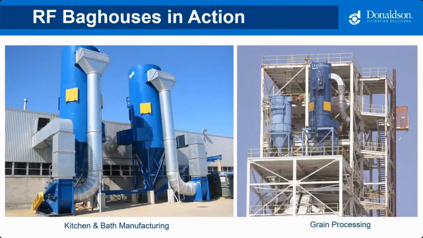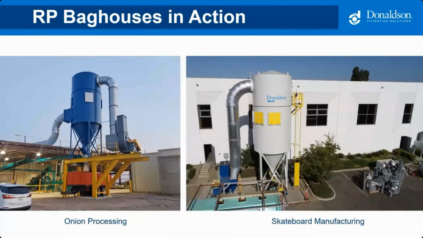For those of you new to dust collection, we thought it'd be helpful to show you a few examples. The RF bag houses on the left are used in a kitchen and bath manufacturing facility, and the one on the right is at a grain process facility. As you can see, bag houses can be very large. These are RP bag houses at an onion process facility and a skateboard manufacturing plant. This particular type of bag house is shorter and is designed to be used with pleated bags.